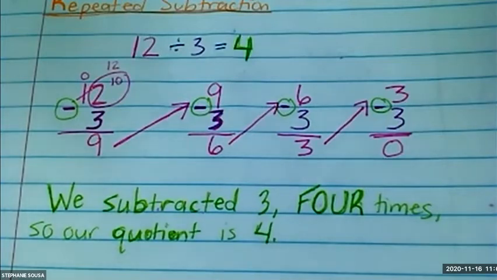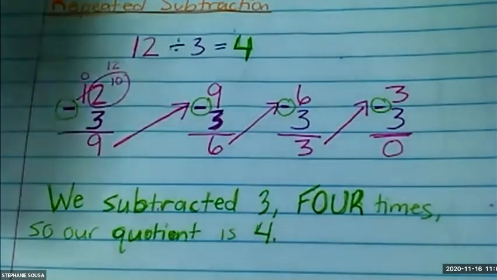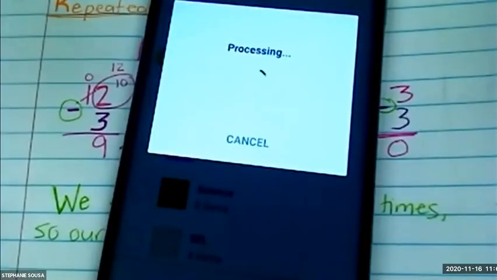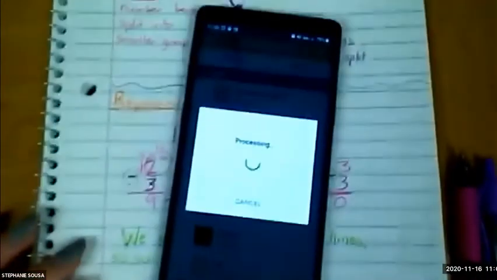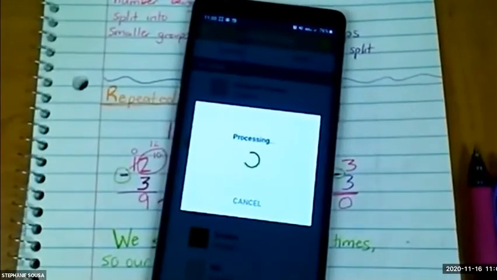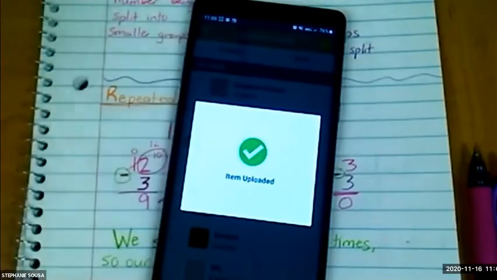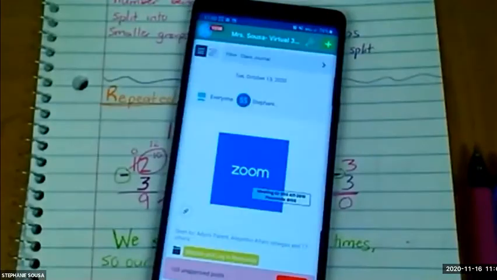Alrighty. If you did not have time to finish taking those notes, that is okay, because they are being processed and uploading to Seesaw now. So you will have the opportunity during your work time to get those. Oh, look, there it is. It's uploaded. All right, beautiful. So that will be on your Seesaw.